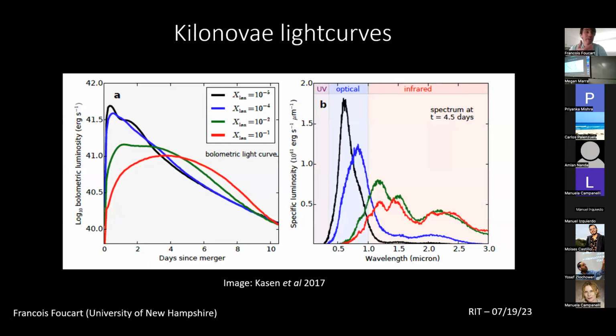That means that if those elements are present in the ejecta, it's going to take a lot longer for the outflows to become optically thin to photons, and a lot longer for the emission to be visible to us as a kilonova.